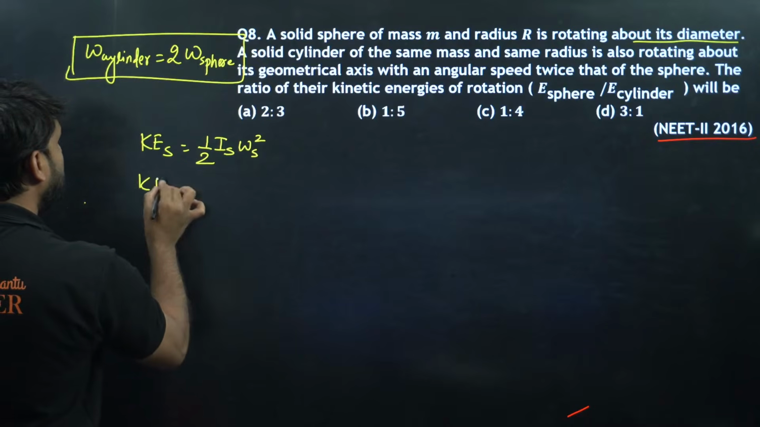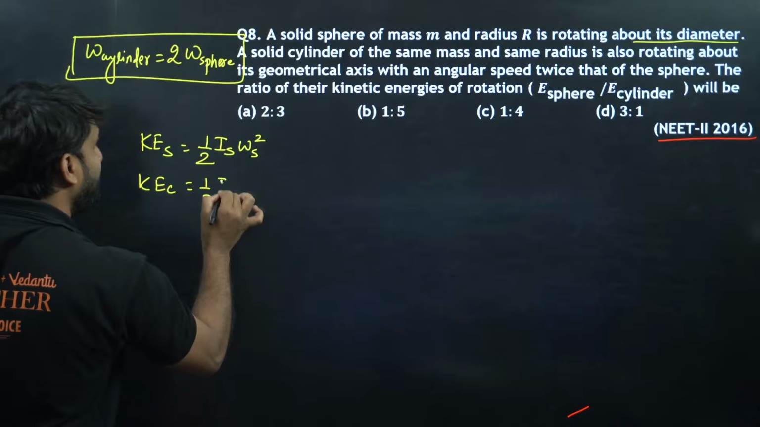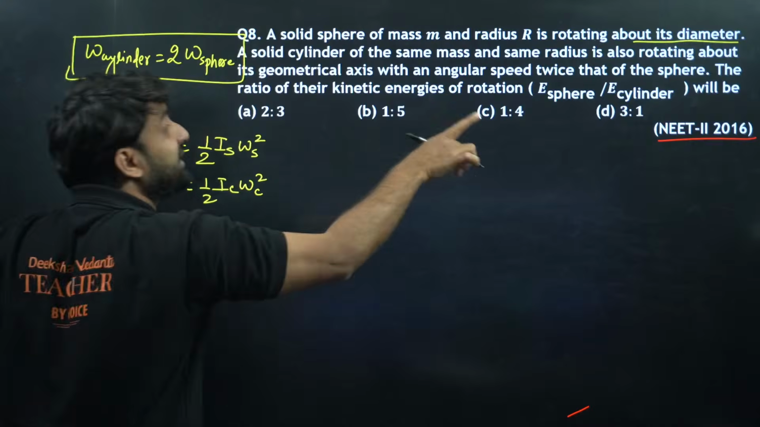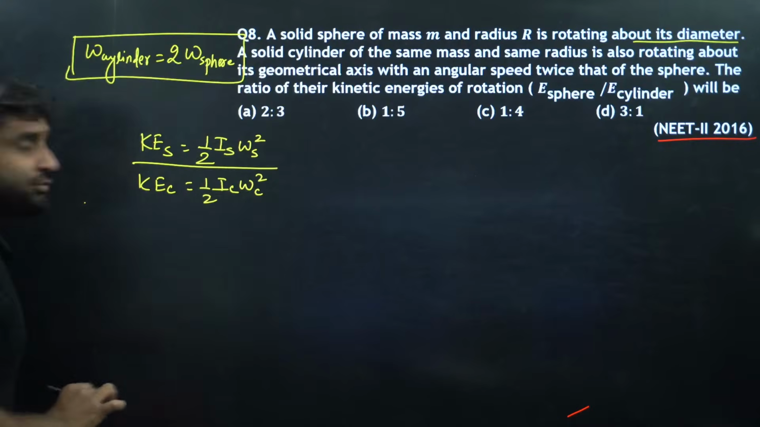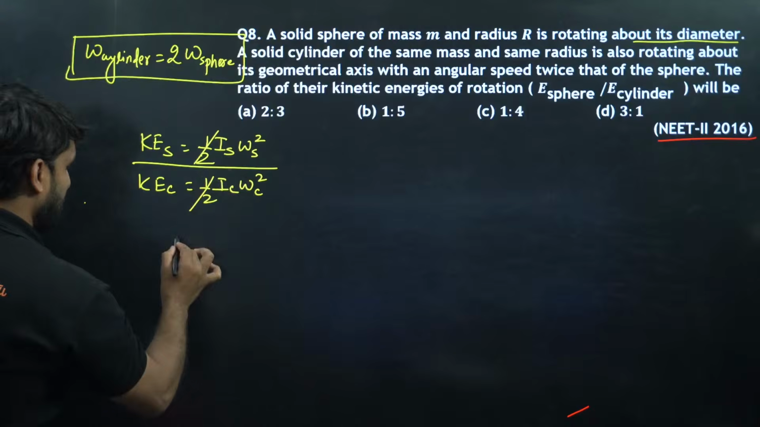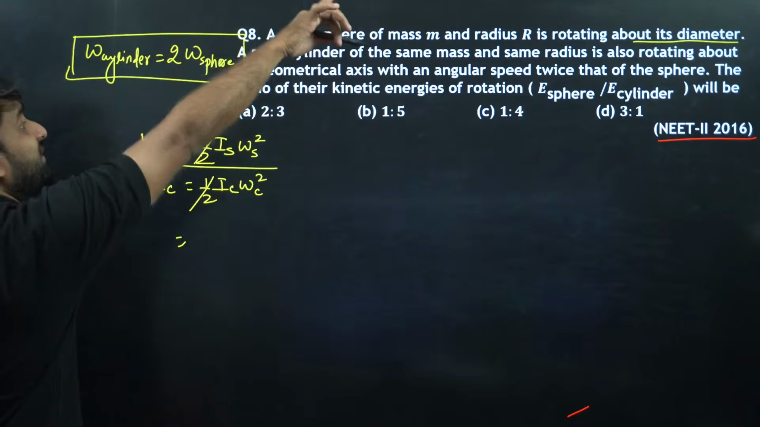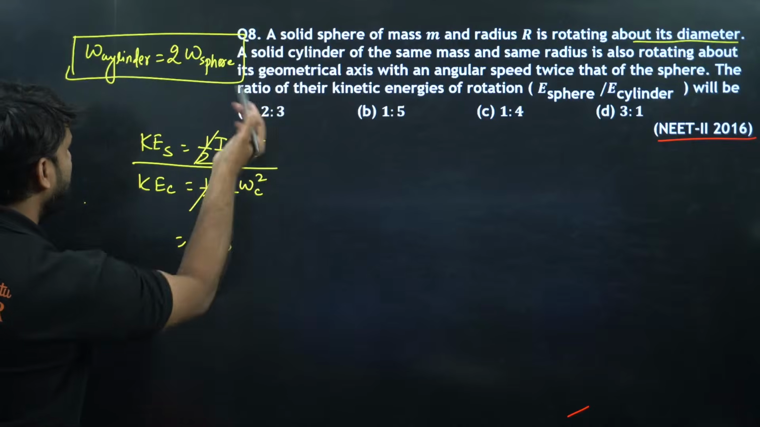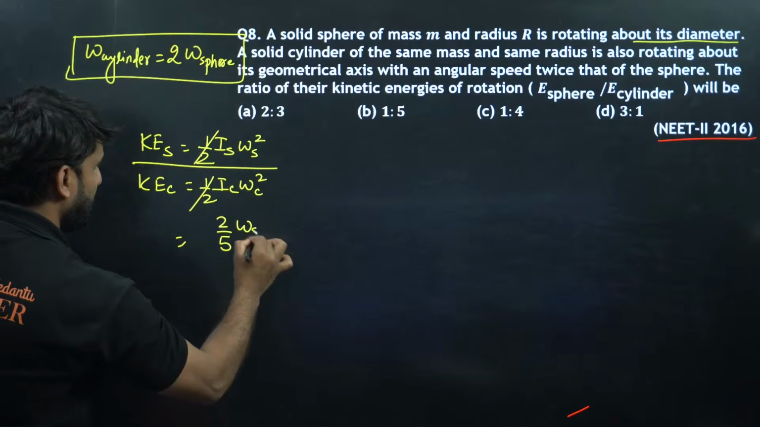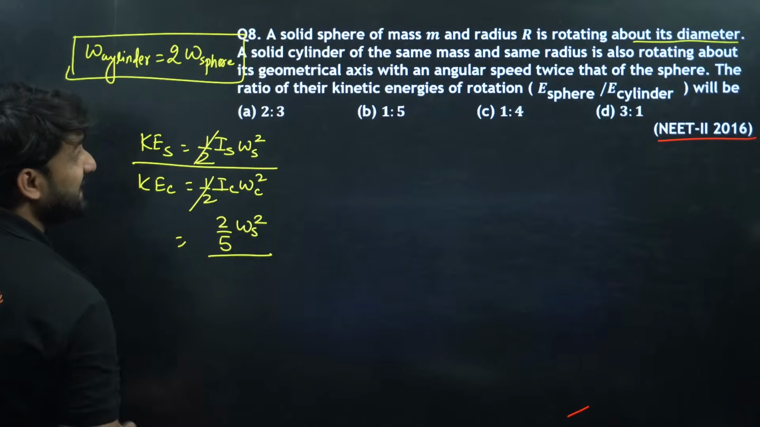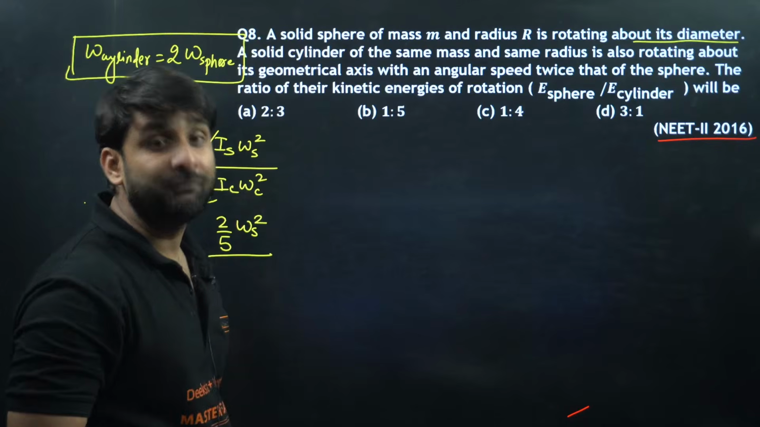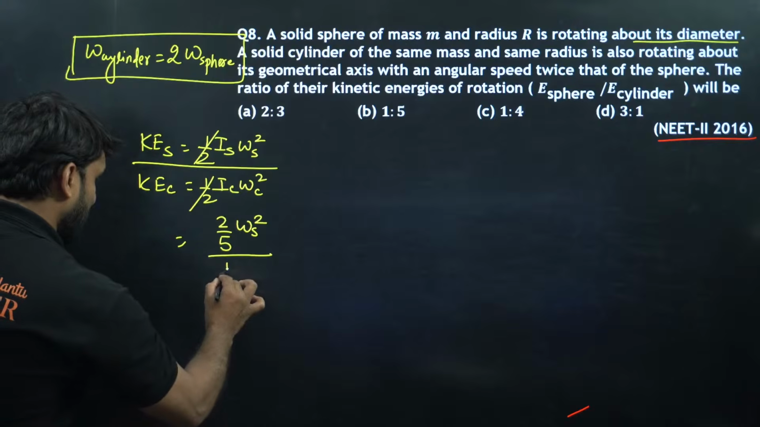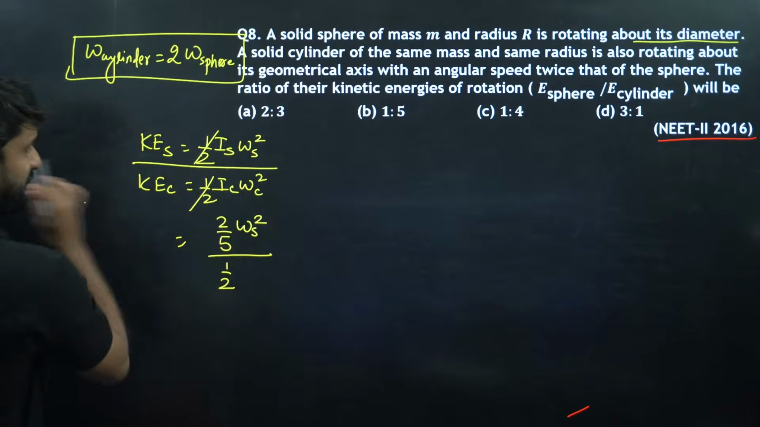Now the kinetic energy of the cylinder will be equal to half I of cylinder into omega of cylinder whole square, and we have to find the ratio. So can we please divide these two? If we divide, the half cancels here, and Is means the moment of inertia of the solid sphere, which is equal to 2 by 5, and omega s square, divided by Ic, the moment of inertia of the cylinder, which we all know is 1 by 2 mr square. So this is equal to 1 by 2 mr square. We can also write mr square here.